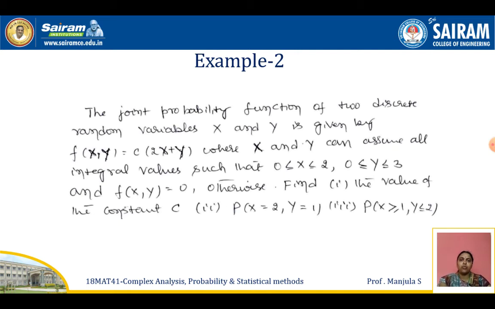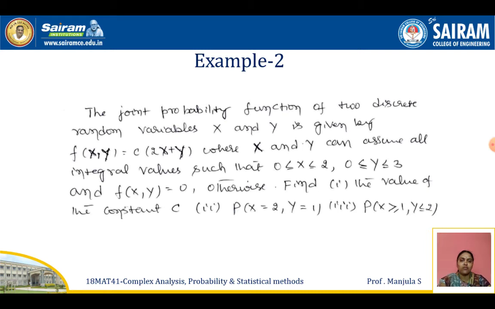The joint probability function of two discrete random variables x and y is given by f(x, y) = c(2x + y), where x and y can assume all integral values such that x varies from 0 to 2 and y varies from 0 to 3, and f(x, y) = 0 otherwise. Find the following.